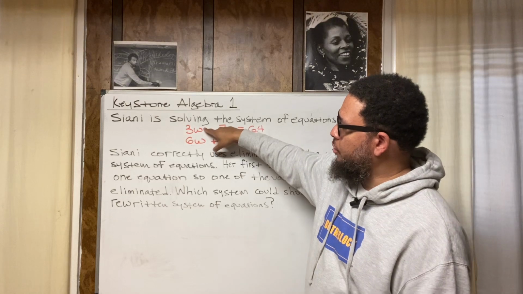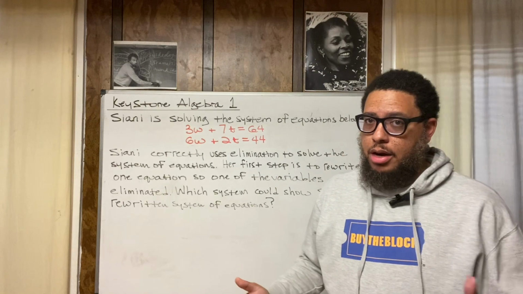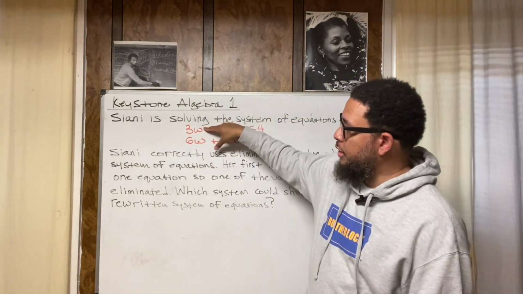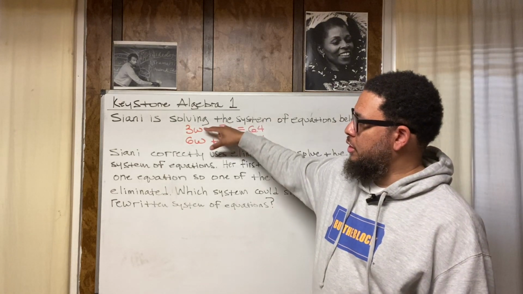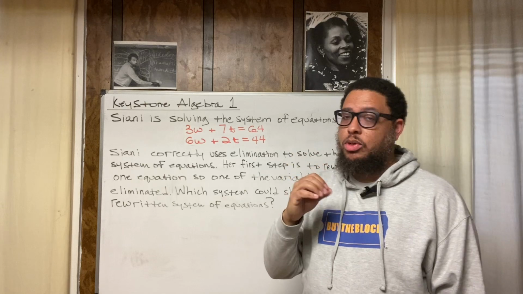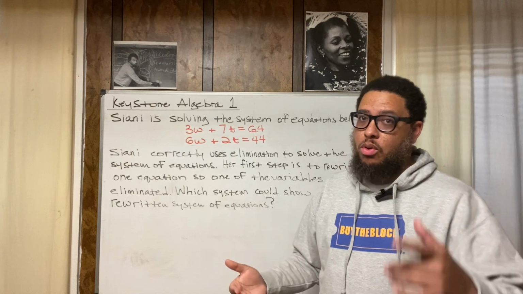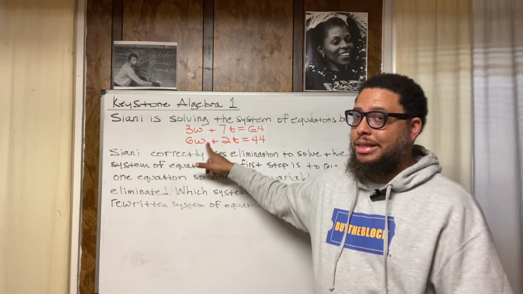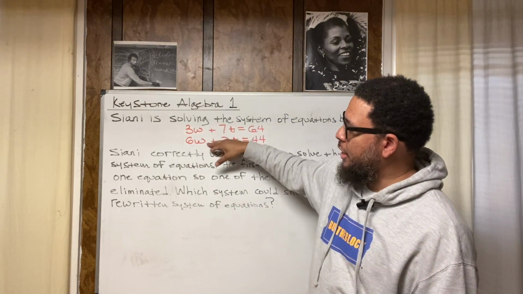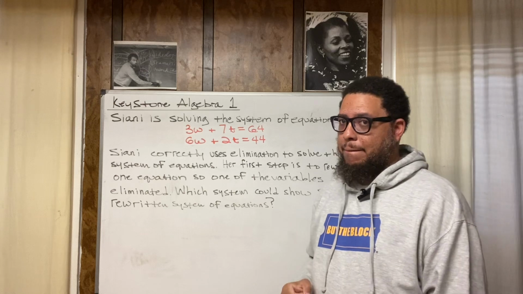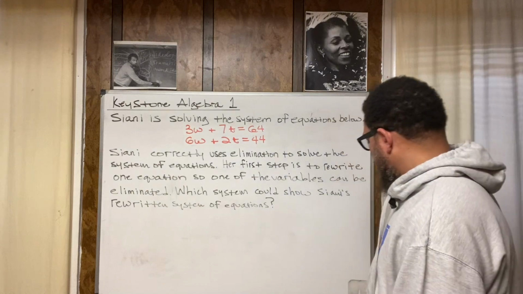So if this is a positive 3W and this is a positive 6W, if I add those, I get 9W. Nothing gets eliminated, all right? But what if this 3W was a negative 6W? What's negative 6W plus 6W? That's 0W, which is still 0. So that eliminates the W. Or what if this 6W, instead of being a 6W, was a negative 3W? What's 3W plus negative 3W? That's also 0. All right?